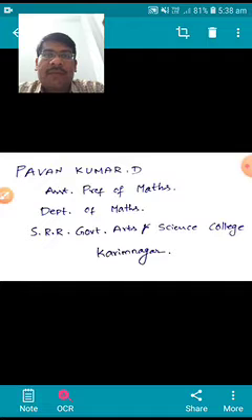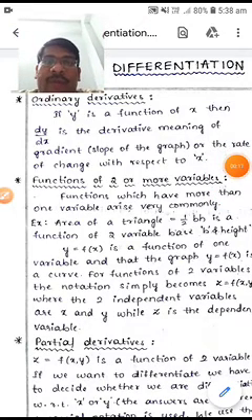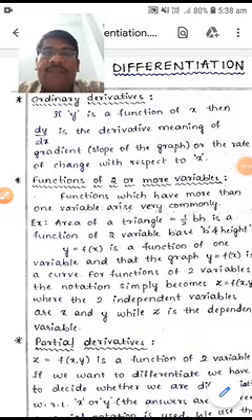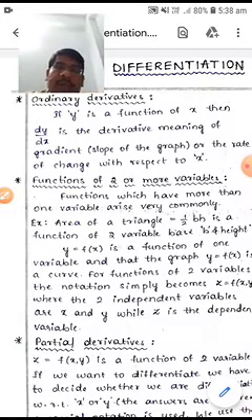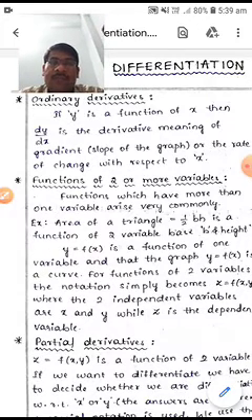Karimnagar. And now I am introducing the topic of partial differentiation. Before going to partial differentiation, what is a derivative? What are the types of derivatives? The derivatives are of two types, that are ordinary derivatives and partial derivatives.